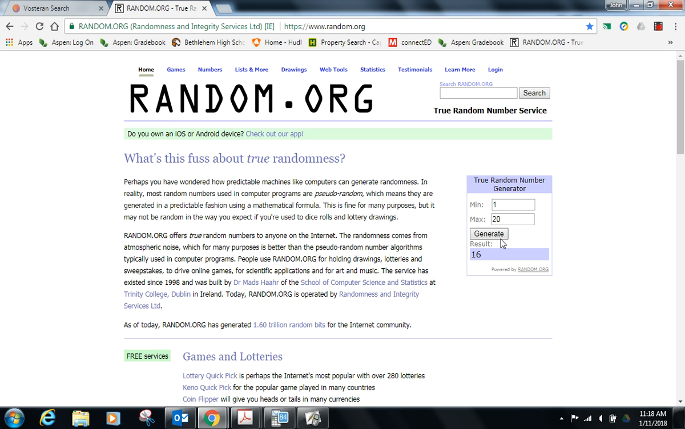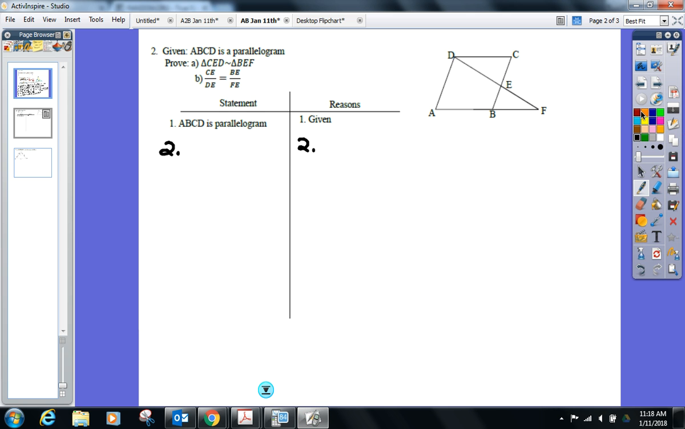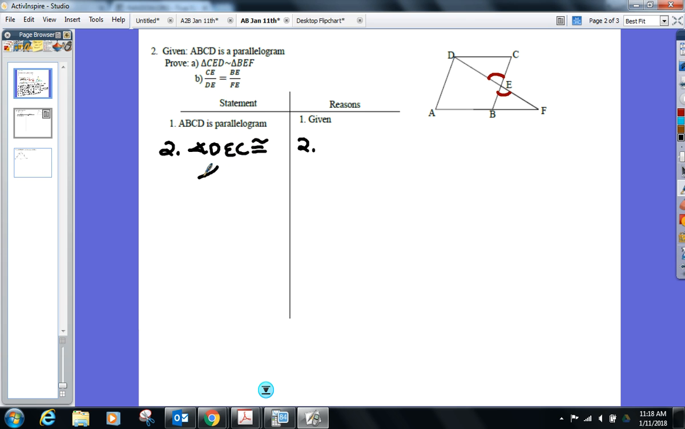$16. See any angles there, Maggie? Yeah. Angle DEC is equal to BEF. There you go. Got the verts right away. Congruent to BEF. Vertical angles are congruent.